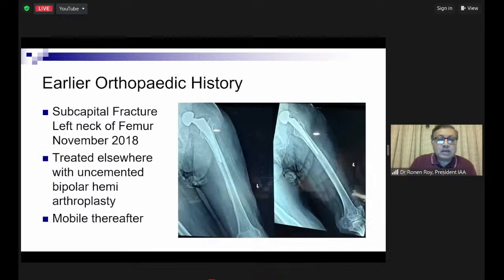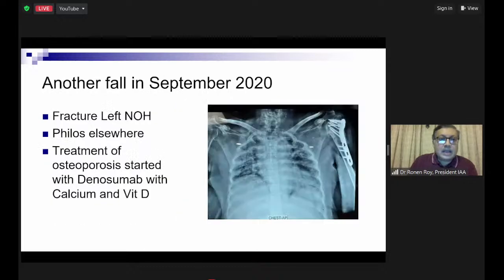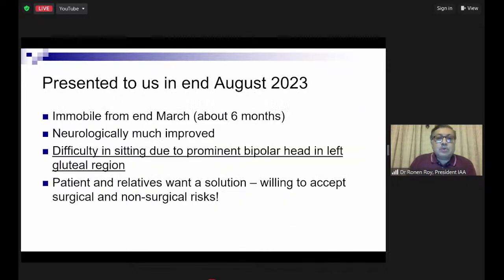Previous to that, a bipolar had been done in November 2018. So that's about 5 years earlier. She'd had an uncemented bipolar hemiarthroplasty, and she was well till her fall in March. She had a subsequent fall again in September 2020, when she had a fracture of the left neck of humerus, which was treated with a Philos. During that time, treatment of her osteoporosis was started with denosumab injections, calcium, and vitamin D. She presented to us in end August 23, immobile since her last fall in March. That's about 6 months ago.